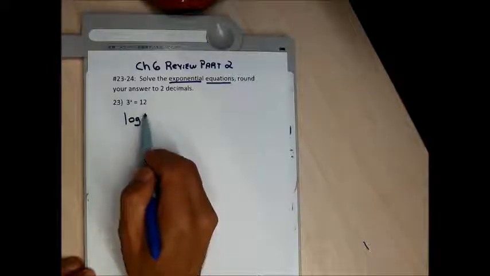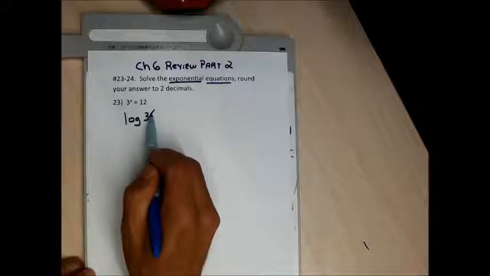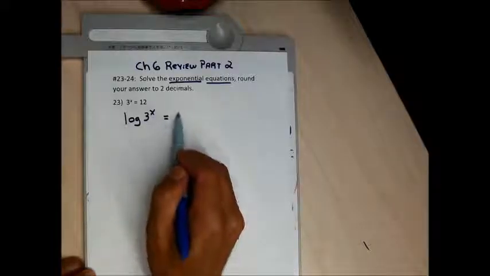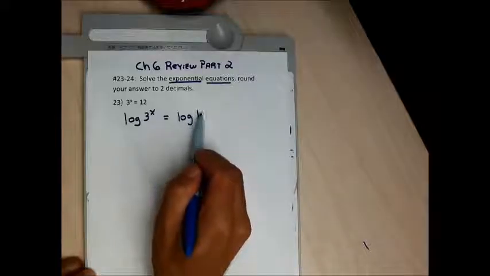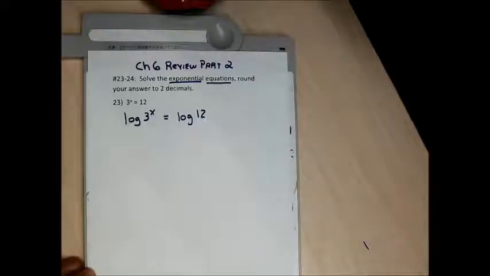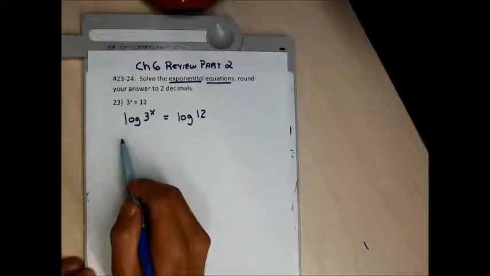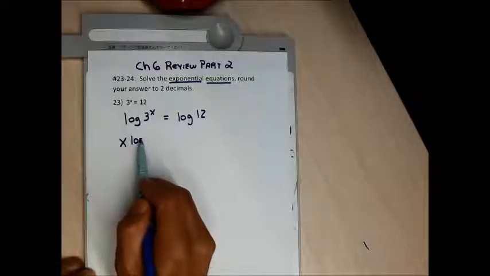What we're going to do for the problems 23 and 24 is we're going to introduce logarithms so that we can get the x out of the exponent. So for 23 and 24, I'll start off by taking the log of both sides, and then I'll rewrite the side that has the exponent so that the exponent is a coefficient of the logarithm.